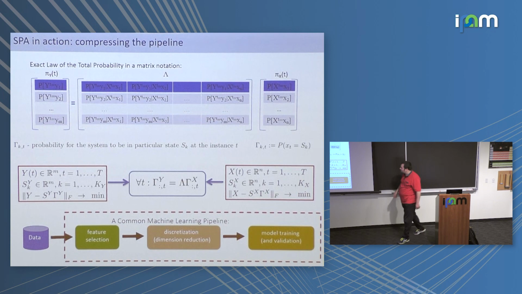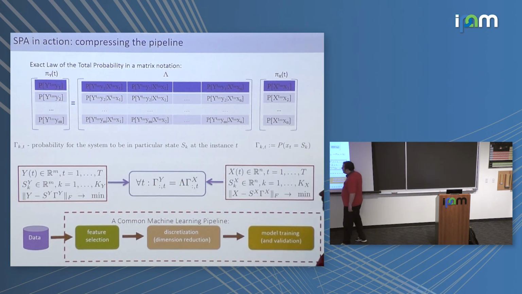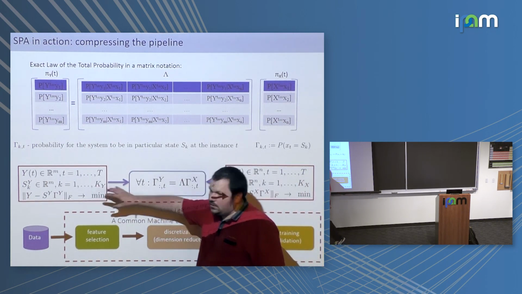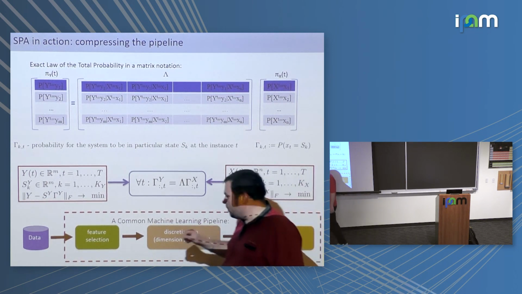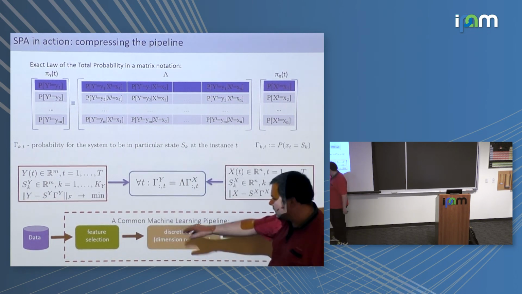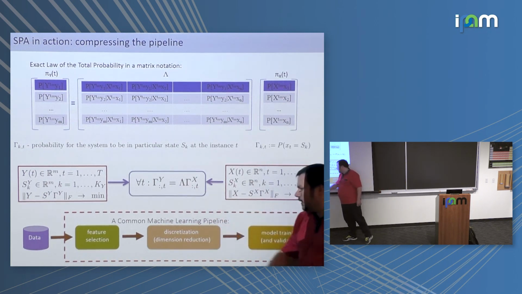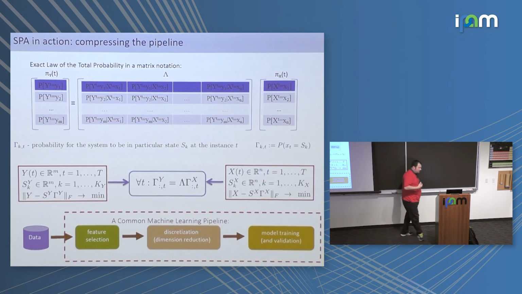One last idea. If we have this schema, then the idea is to combine all of these optimization problems into one optimization problem. We would like to combine the feature selection, the discretization, and also the model training in one optimization problem. And this can be done very easily in the case of SPA.